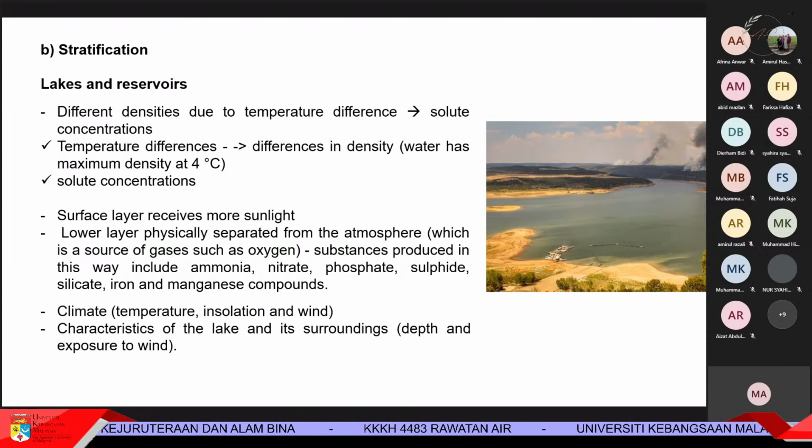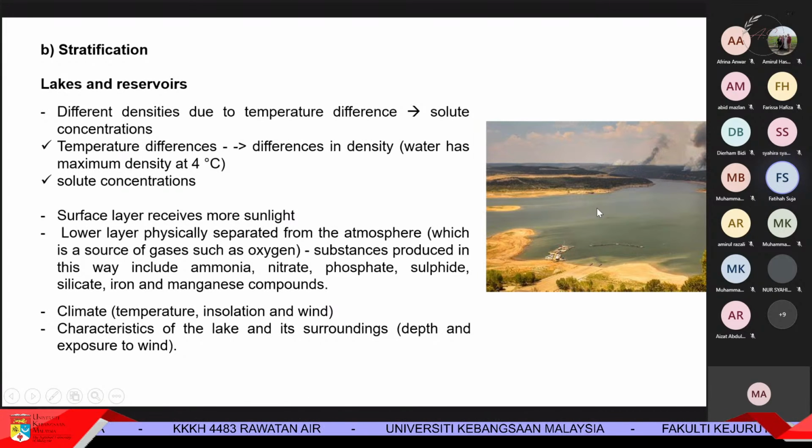So these substances could be produced from this reaction. You can have ammonia, nitrate, phosphate, sulfide, silicate, iron and manganese compounds. That's why if you have a lake or reservoirs, not necessarily the quality on the surface layer is the same as the bottom layer. So if you want to sample, you need to sample both the upper layer and also the bottom layer.